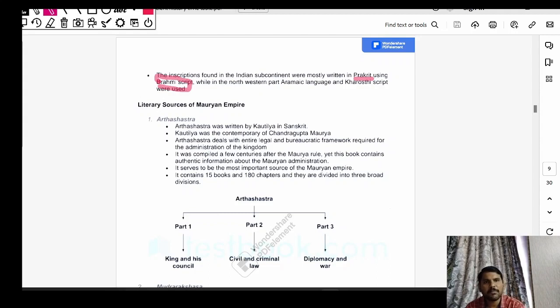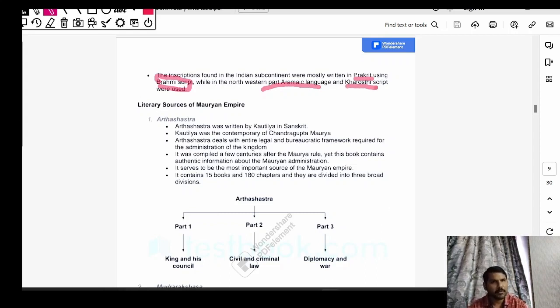And in the northwestern part it is called Kharoshthi. In the northwestern part, Aramaic language is used and the script is Kharoshthi. These are very important from the exam point of view. In the Indian continent, he used Prakrit language with Brahmi script. In the northwestern part, that means Afghanistan, etc., he used Aramaic language with Kharoshthi script. That is frequently asked.